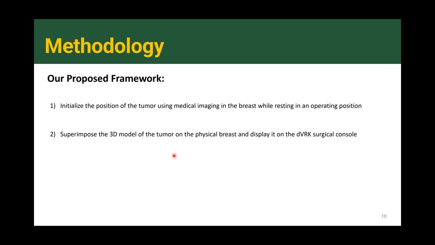We then superimpose the 3D model of the tumor on the physical breast and display it on the Da Vinci surgical console, and the surgeon will basically be able to see this augmented tumor on top of the physical breast, which allows for seeing essentially where the tumor is without needing to cut open the breast.